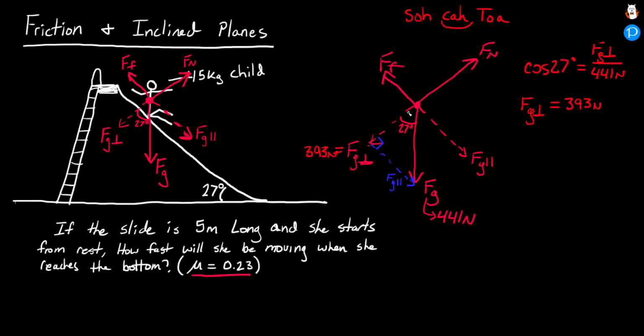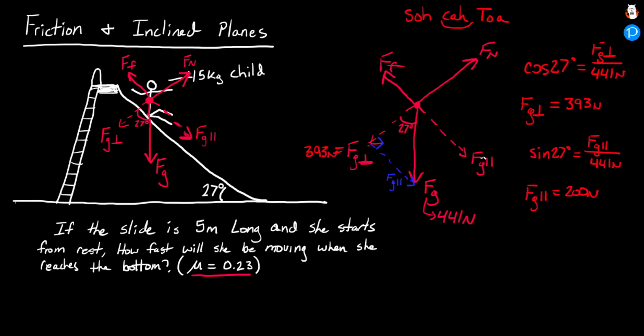That's how many newtons pulls the kid to the surface of the slide. And then now we'll do this other one here, which is going to be this force. So this is opposite that angle. So opposite and hypotenuse is what I'm going to use here. So opposite hypotenuse, that's the sine function. So sine of 27 degrees is going to be equal to the opposite side, FG parallel, divided by 441. So now in this one, it's going to be 441 times the sine of 27 degrees. And when I do that, the force of gravity parallel then works out to be 200 newtons.